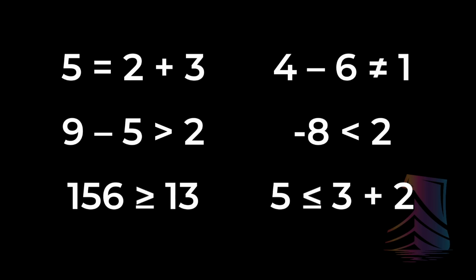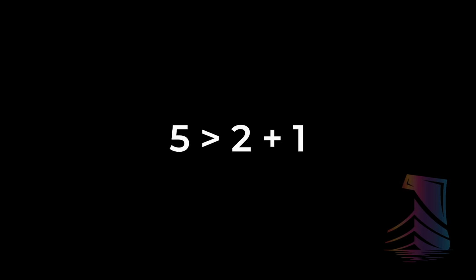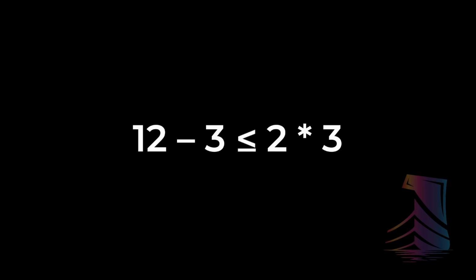Take, for example, this statement. This statement says 5 is greater than 2 plus 1. That is a true statement, and so in programming, evaluates to true. This statement says 12 minus 3 is less than or equal to 2 times 3. That is a false statement since 9 is greater than 6, and therefore the statement evaluates to false. Cool. Easy enough concept to understand.